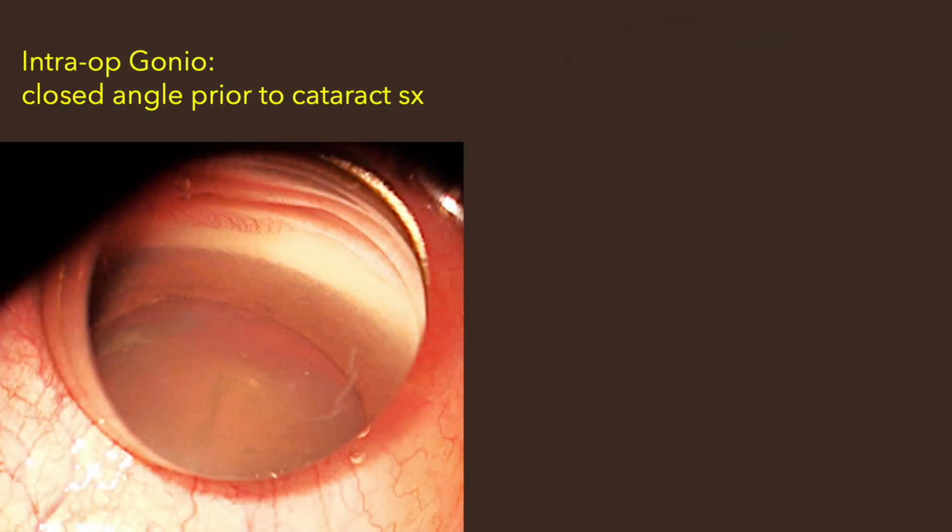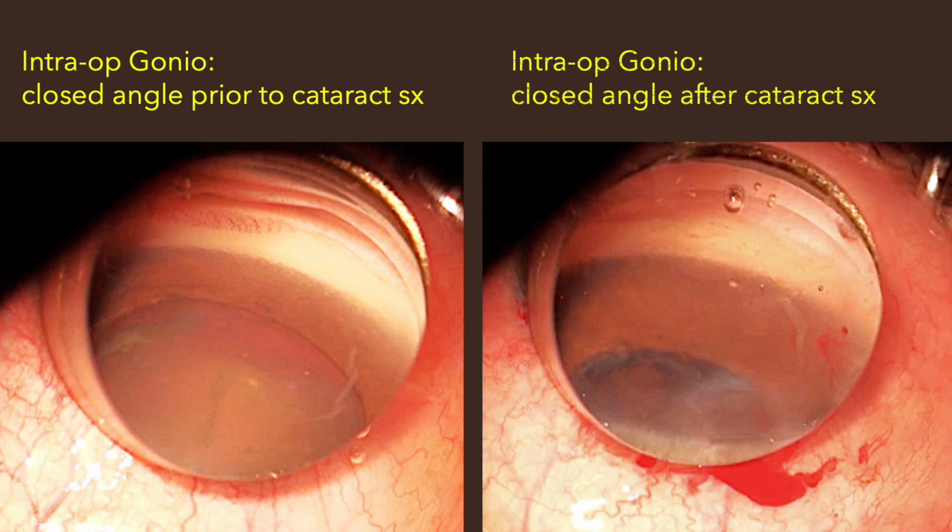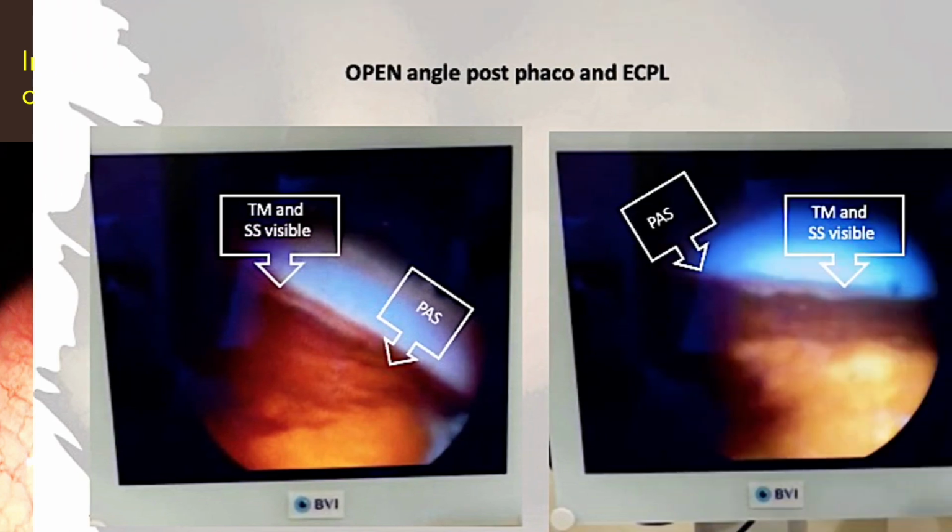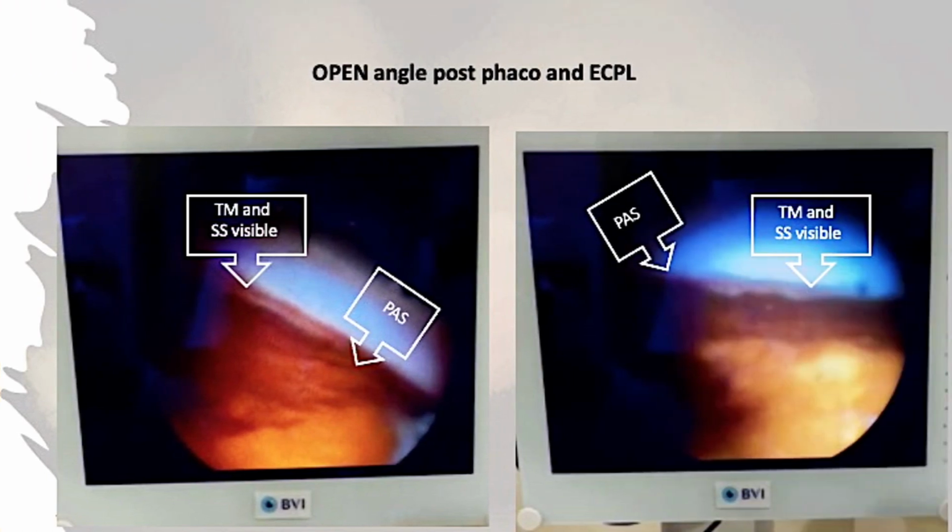This is a case where intraoperative gonioscopy was done. Angle was closed prior to cataract surgery and after it. However, post-endocycloplasty, it opened up inferiorly, barring 1 clock hour of peripheral anterior synechiae.